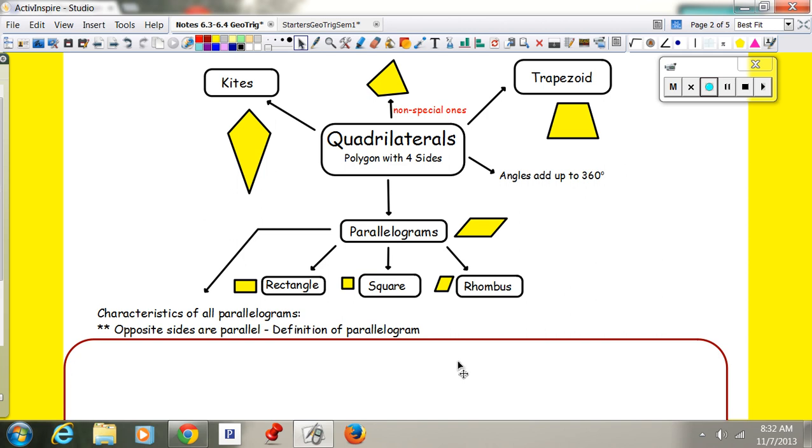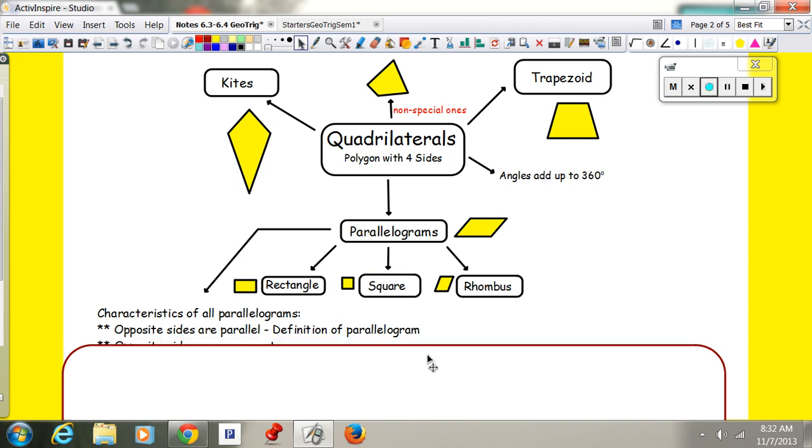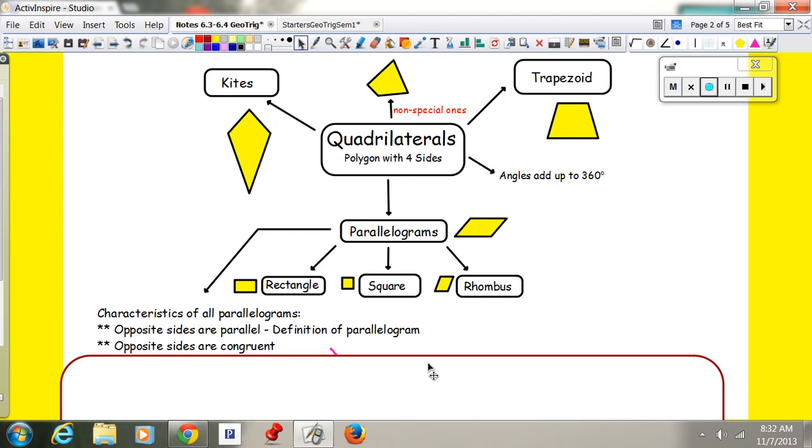The second one is opposite sides are congruent in every parallelogram. Does that mean all four sides are congruent? No, it just means top and bottom are equal, two sides are equal. If those two are equal to each other and those two are equal to each other, then you know you have a parallelogram. So it doesn't have to have all four sides congruent. It just has to have the top and the bottom congruent and the two sides congruent.